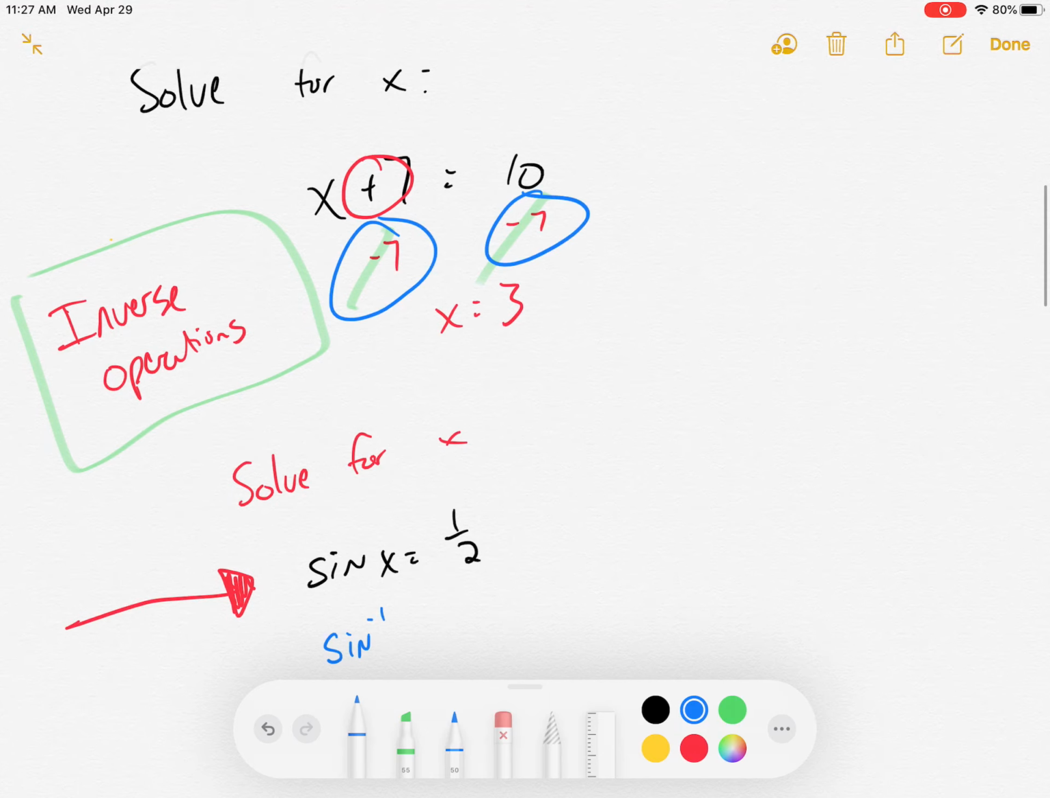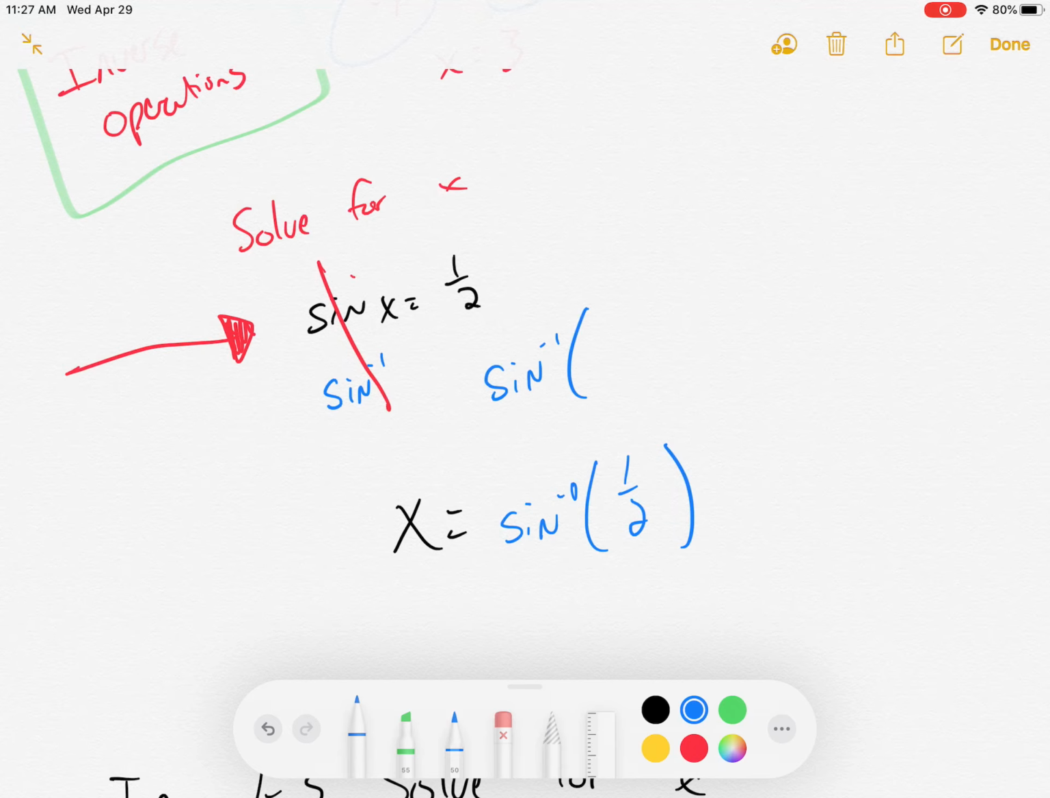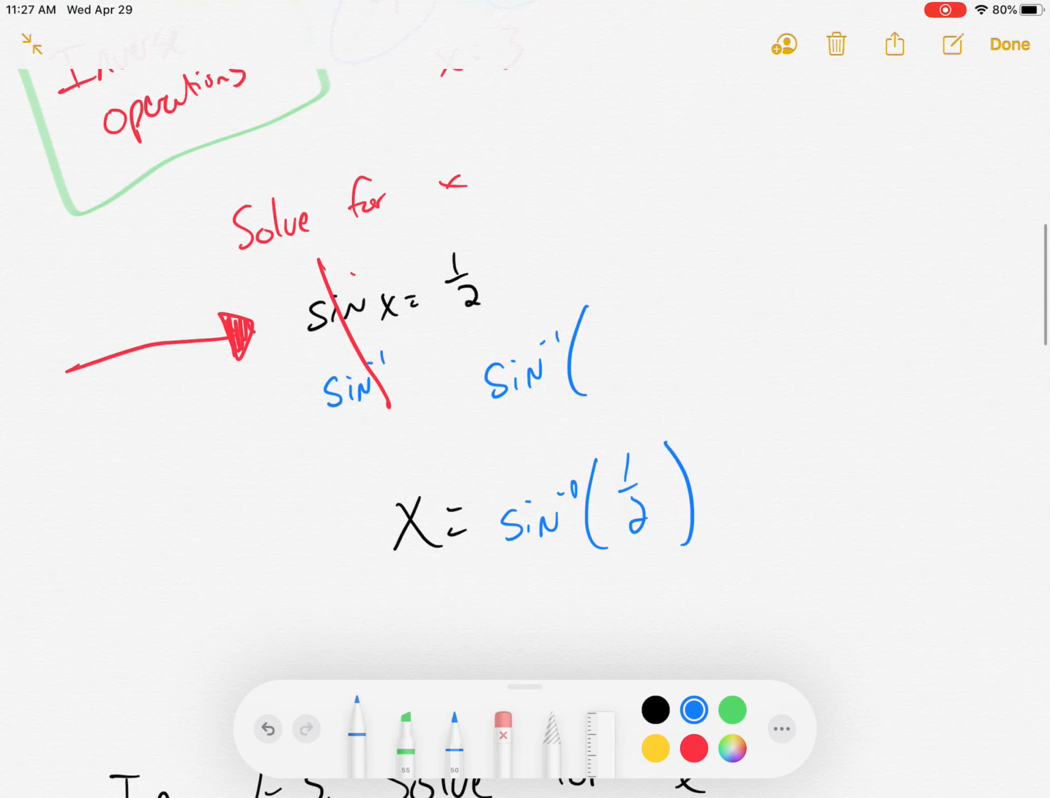Since I did that to the left, just like up top, I minus 7, I've got to do it to the right. So I take the inverse sine, these cancel out, and you get x equals the inverse sine of 1/2. Now, on that calculator that I showed you, these are the buttons you press.